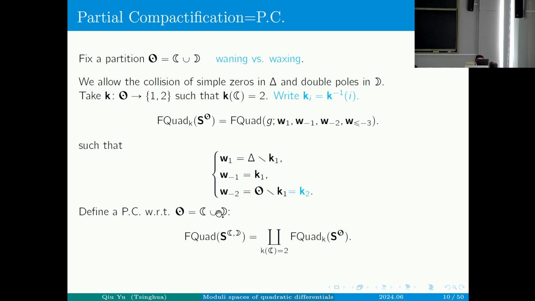So after you choose this partition, we can take many strata and put them together. As I mentioned, without the collision, if you only have simple zero, we have the top strata, meaning that the dimension of the moduli space is maximal among all these strata. So you are just adding low dimensional things kind of on the boundary, but later we will see it's not really on the boundary, it's filling some hole or filling some hyperplane. Yeah, so that's kind of the operation we want to have.